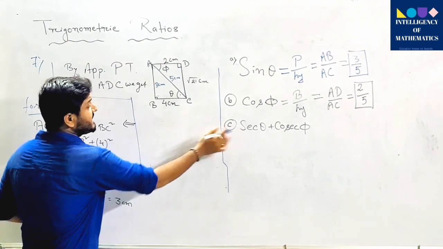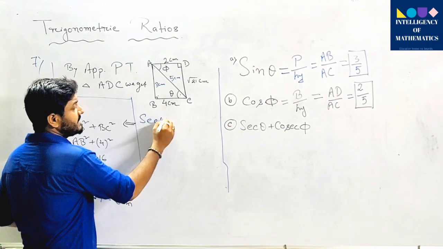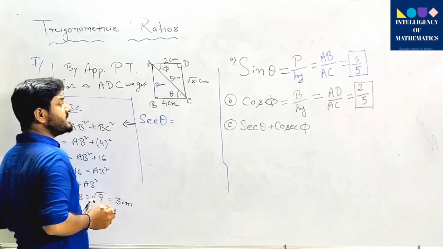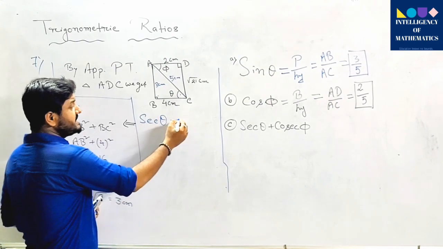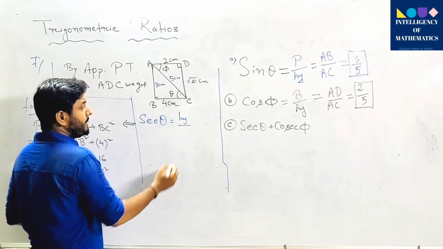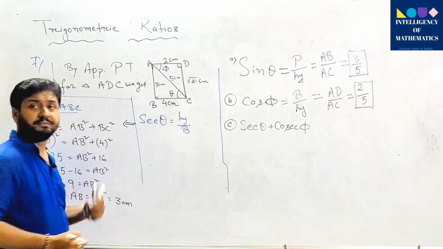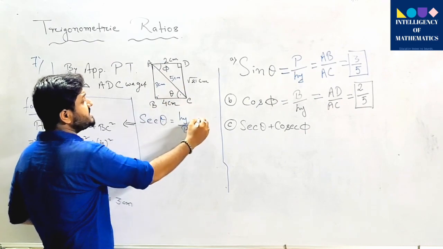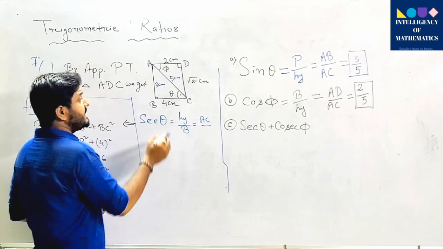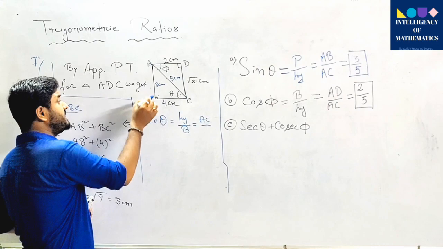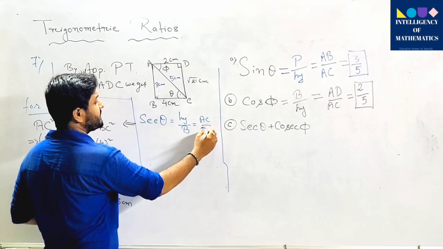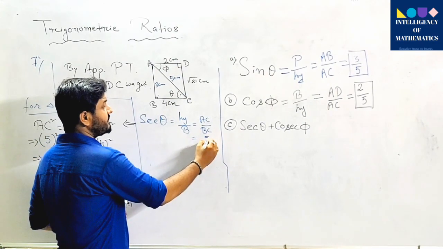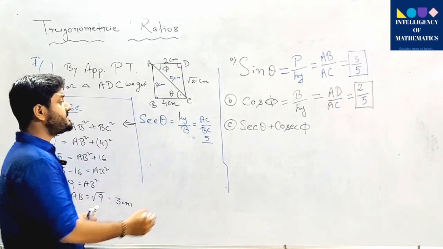First one is sec theta. So for sec theta, we know theta is considered in this triangle. Sec means hypotenuse by base, which is the opposite of cos. According to this triangle, the hypotenuse is AC, and this is the considering angle, so the perpendicular will be this and the base will be BC. That means AC's value is 5 and BC's value is 4.